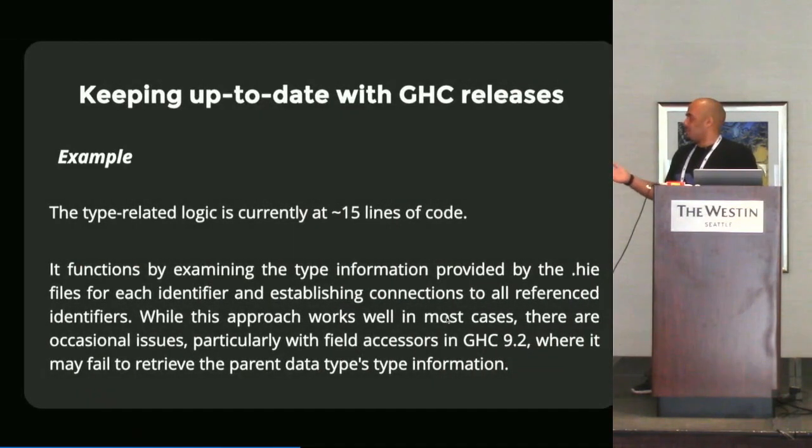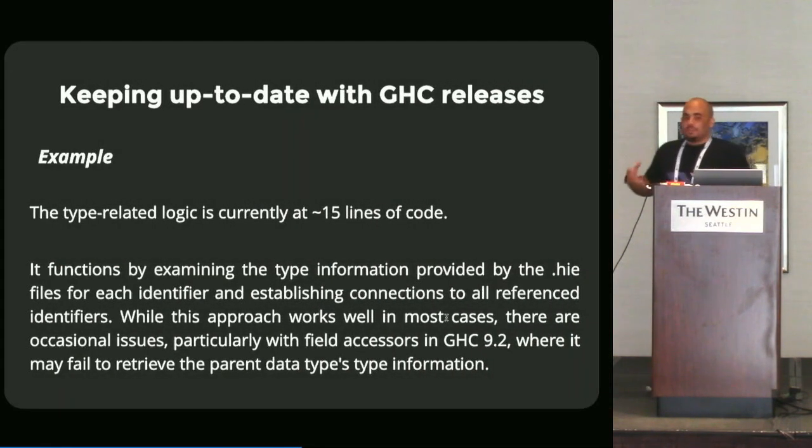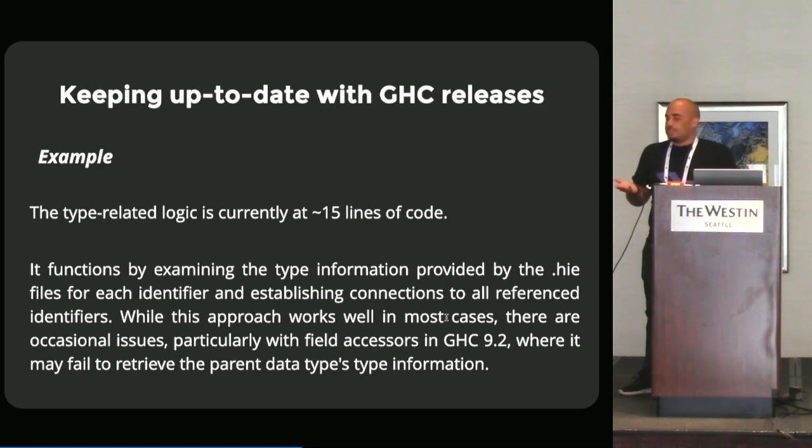But I still want to talk about some of the issues present within the code base related to this. If you look at the type-related logic, meaning the logic I just described for how the various edges and nodes are formed, it's not that much. If you look in the repository, it's just 15 lines of code. And it works pretty well in general, except for some particular exceptions, such as with field accessors in GHC 9.2.